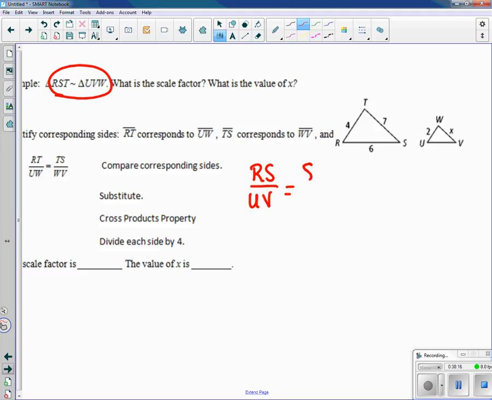UV. ST goes over what side? ST goes over VW. And RT goes over what? RT over UW. Everybody needs to make sure they got that written down, including Carlos and Javier.